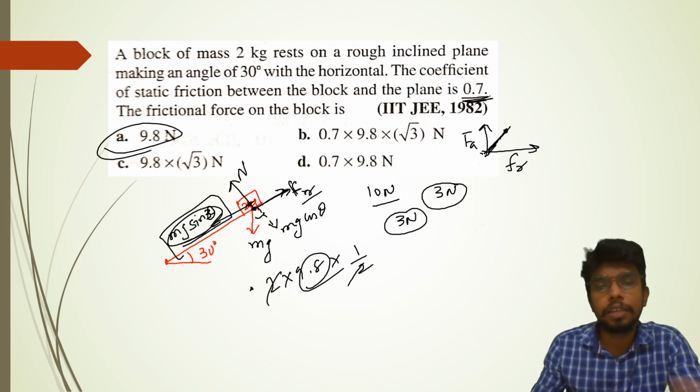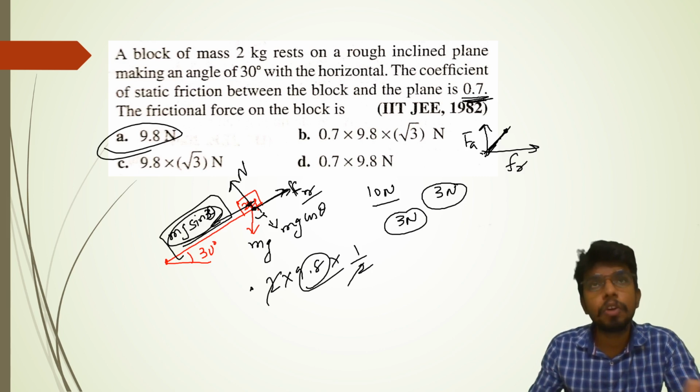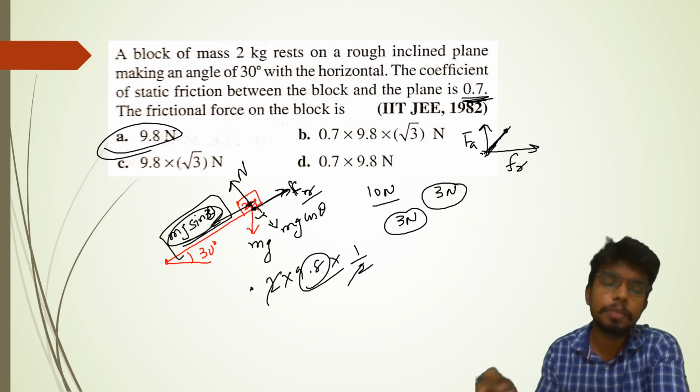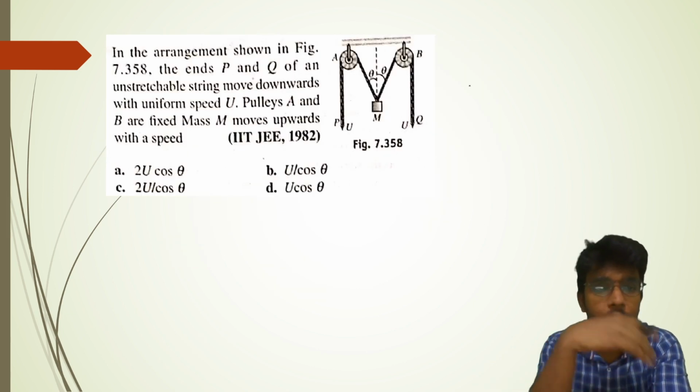It is just for the trick. Like, you don't even need it. They have not asked you the maximum value of the friction. They are just asking what is the frictional force acting at that particular time, which is just balancing the mg sin theta. Anyway, moving on to the next.